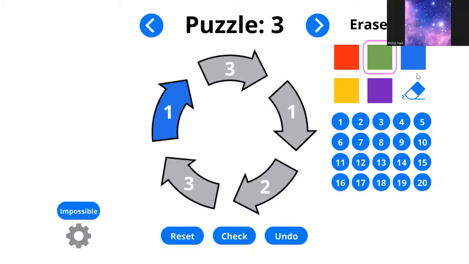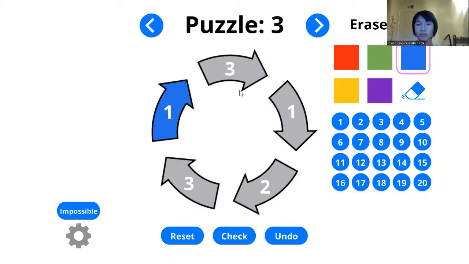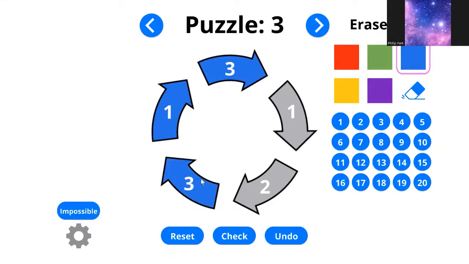All right. So let's try to fill out all the blue ones first, since that's the hint they gave us in the beginning. So we got the 1 blue, and then the 3 blue, obviously. And then the 3 blue. And then the 1 blue, and then the 2 blue. Does it work? Yeah.